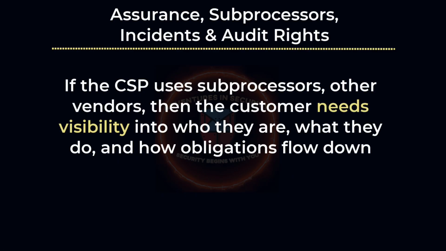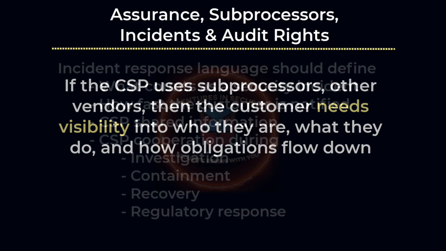Subprocessors are another major issue. If the CSP uses other vendors, the customer needs visibility into who they are, what they do, and how obligations flow down. GDPR Article 28 is very clear here. A processor may not engage another processor without prior specific or general written authorization, and the same data protection obligations must be imposed on that subprocessor.